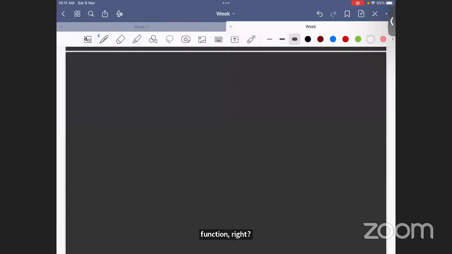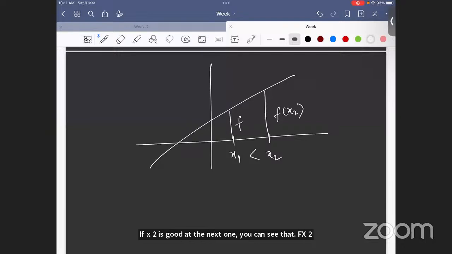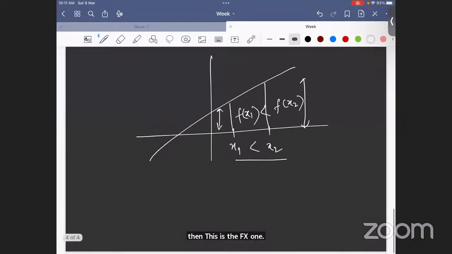For example, this is a pretty simple function. This is increasing, right? If you take one x1 here and one x2 here, and x2 is greater than x1, you can see that f of x2 is also greater than f of x1. So f of x2 is greater than that, and you can directly say that.